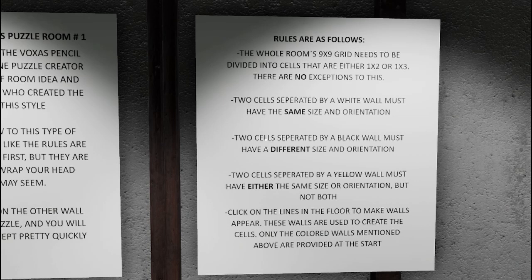The whole room's 9x9 grid needs to be divided into cells that are either 1x2 or 1x3. There are no exceptions to this. Two cells separated by a white wall must have the same size and orientation. Two cells separated by a black wall must have different size and orientation.